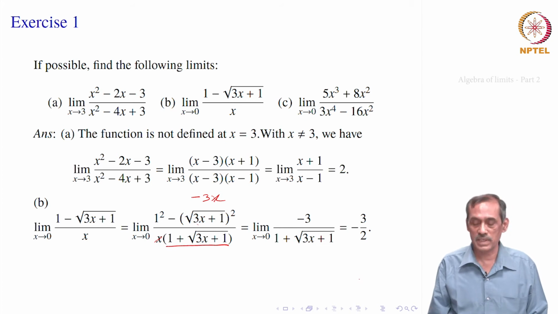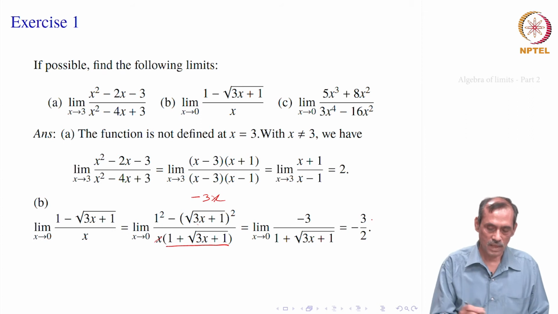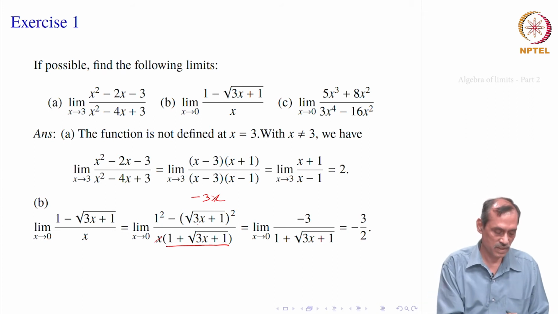Now, you can take the limit under this square root. The limit of 3x as x goes to 0 becomes 0. So, this is the square root of 1, it is really the non-negative square root, which is 1 again. So, 1 plus 1 becomes 2 on the top, and anyway it is minus 3. So, the limit is minus 3 by 2. So, let us see the third one, C.